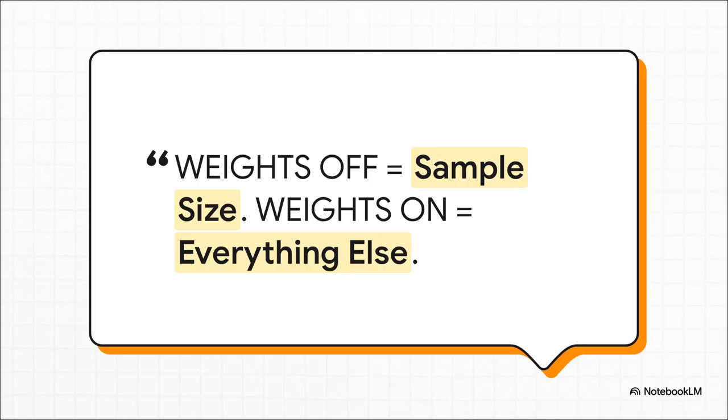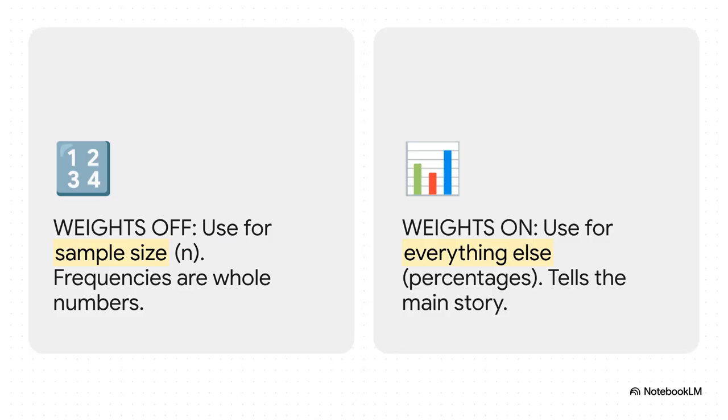But for literally everything else, all your percentages, your averages, your conclusions, you have to turn the weights on to tell the most accurate story possible. Let's see this in action with some real data from the General Social Survey. With the weights turned off, over on the left, we see the actual count of people who answered. That's our sample size, the N.